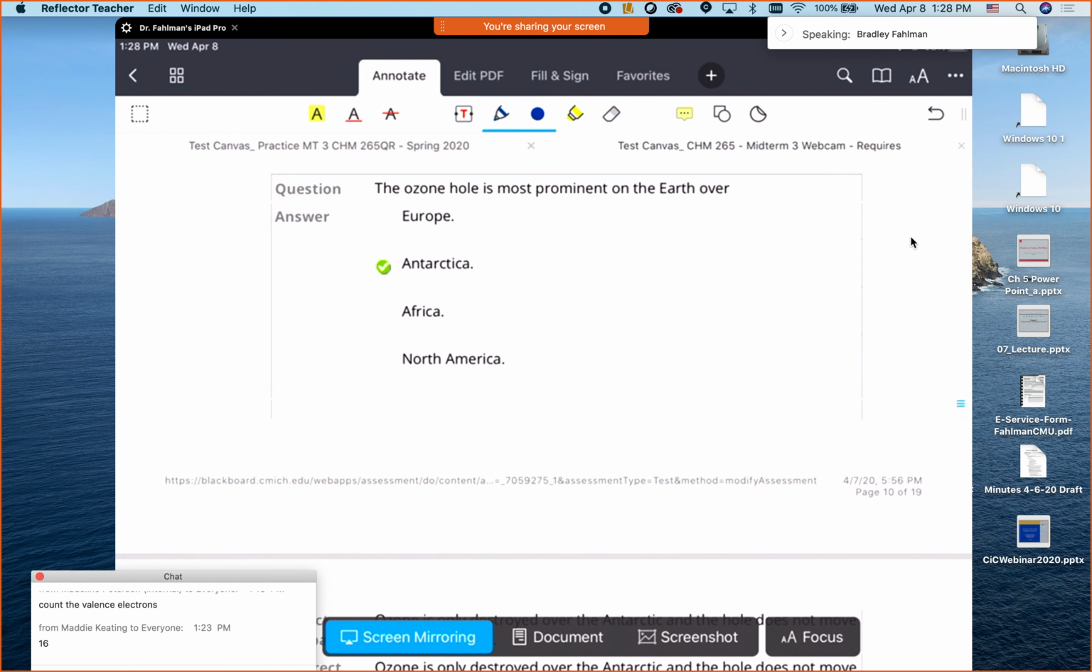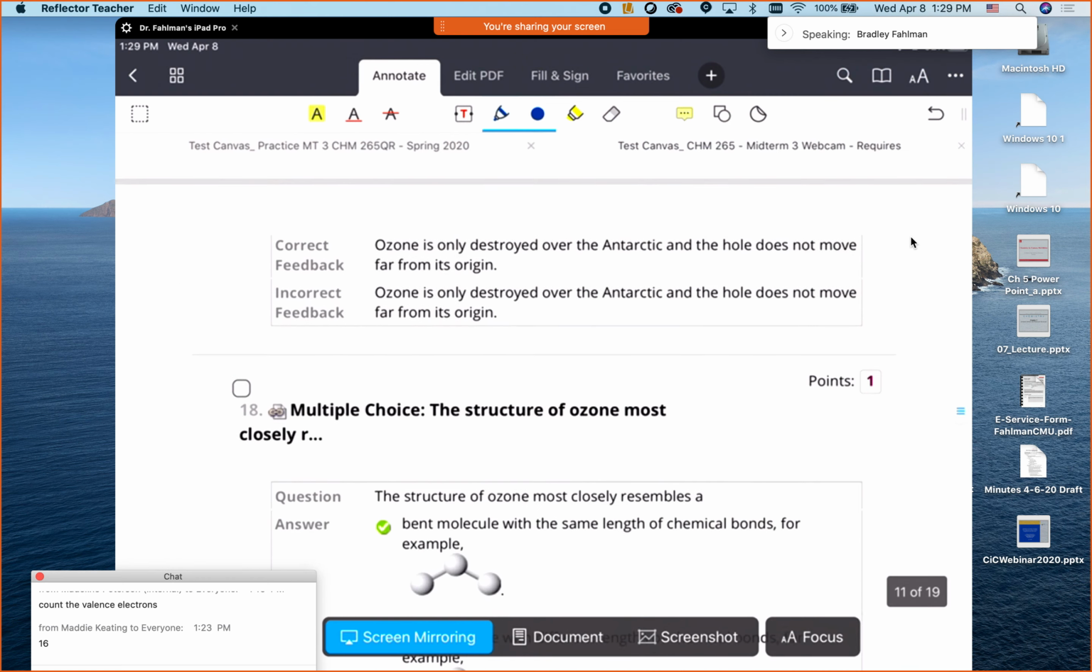Okay. The ozone hole, so just a definition question. It's most prominent over Antarctica.